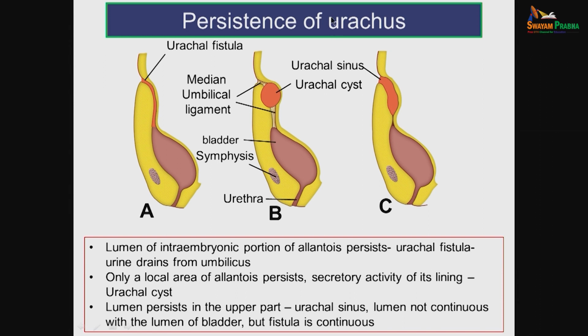Next is the persistence of urachus. As we have mentioned, the intraembryonic portion of allantois should get obliterated to form a fibrous cord which is called urachus, which should extend from the apex of the bladder to the umbilicus. Suppose the lumen of the intraembryonic portion of allantois persists, you have an anomaly called urachal fistula. You can see a urachal fistula. So, this is connecting the apex of the bladder to the umbilicus. So, urine drains from the umbilicus.